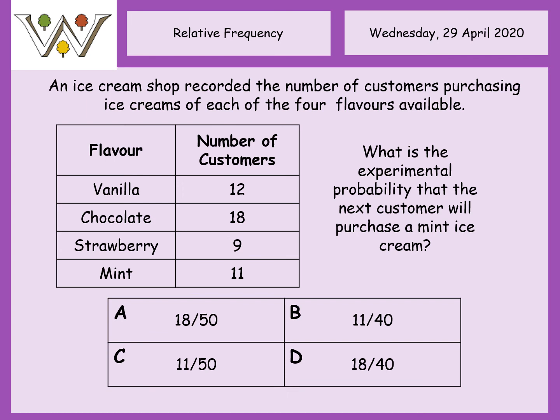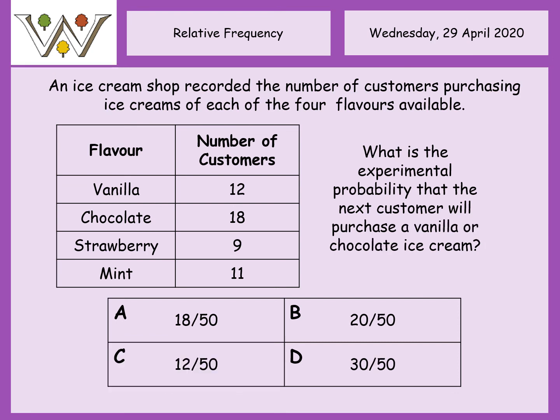Okay, an ice cream shop recorded the number of customers purchasing ice creams of each of the 4 flavors available. What is the experimental probability that the next customer will purchase a mint ice cream? So mint is 11, and altogether I've got 30, 40, 50. So it's 11 out of 50. That looks like C to me. Yay.